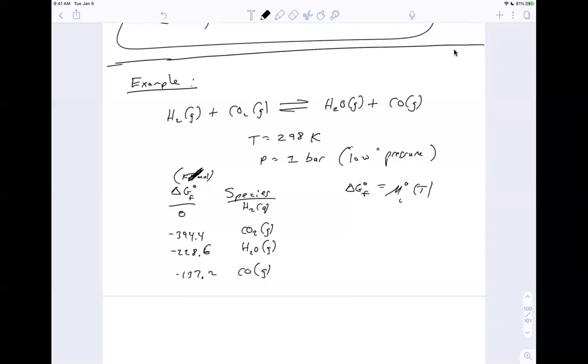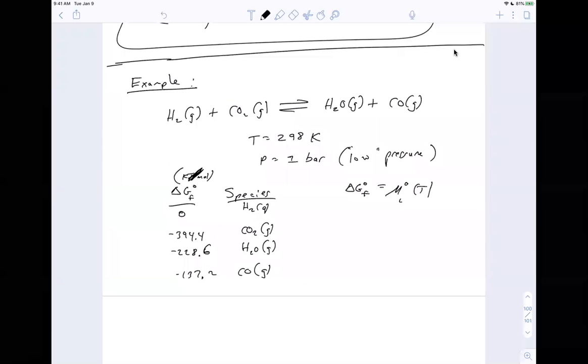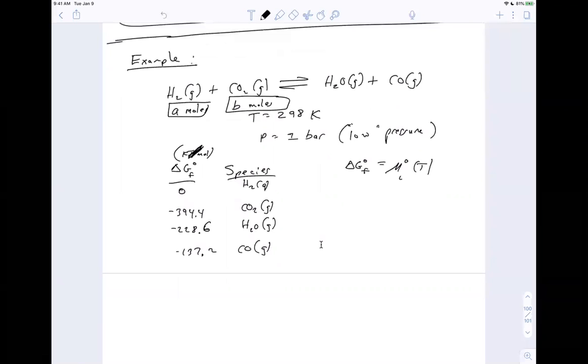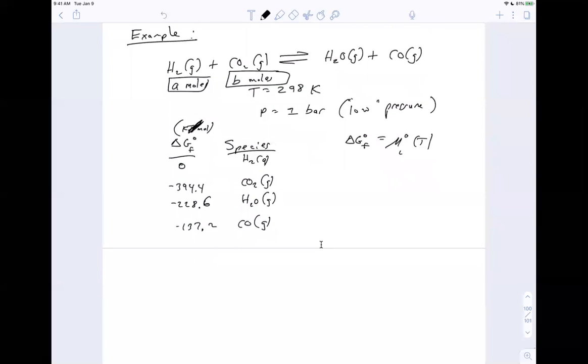And a particular question might be that, let's say we start with A moles of H2 and B moles of CO, okay? And we might be interested in knowing what are the moles that are present for each of the species at equilibrium. And so the usual way to do this is to attack the equilibrium constant and the relationships that we have between, with the given information.